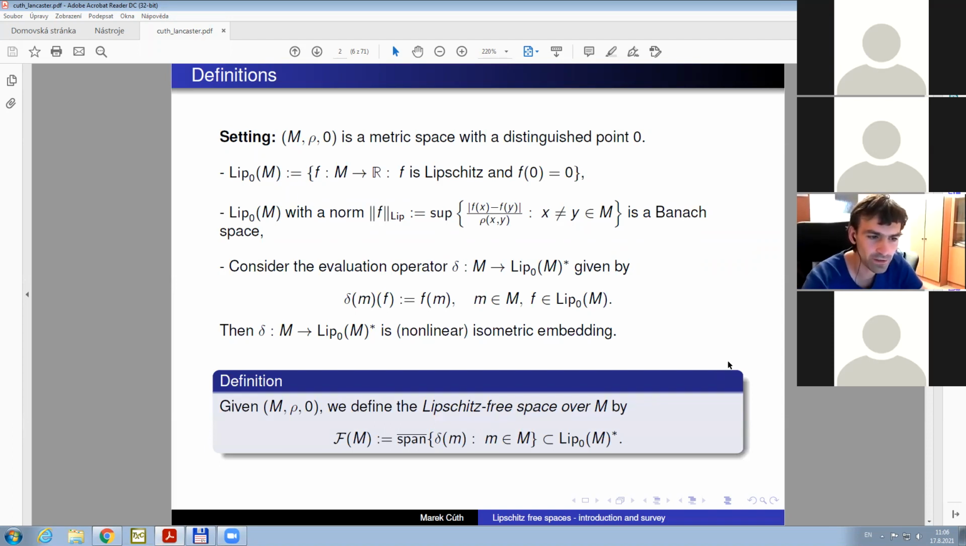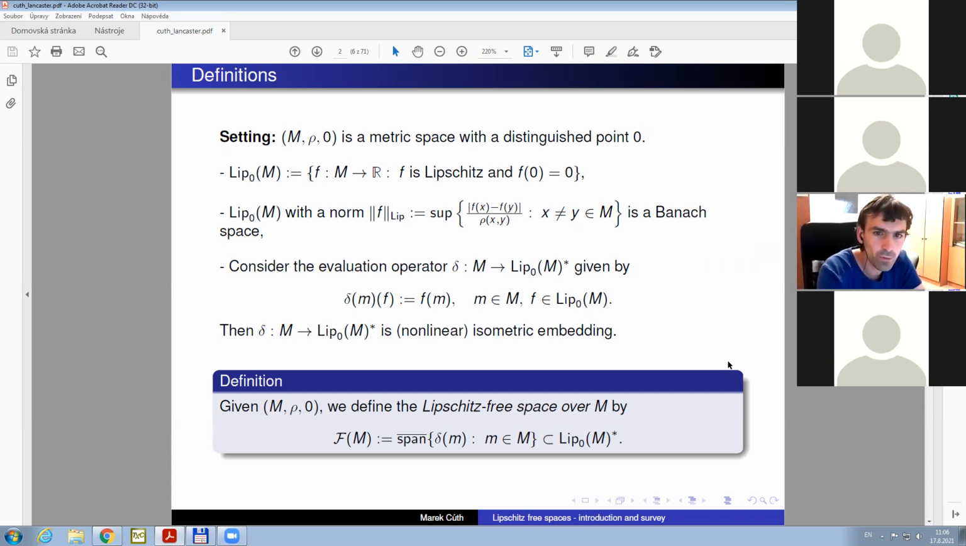It's just the closed linear hull of those evaluations, considered as a subspace of the dual of the space of Lipschitz functions. But okay, so this is the definition. It's not very difficult to give it. However, it is very difficult to work with those spaces. But before talking about that, I'd like to say a few words about the importance of those spaces.